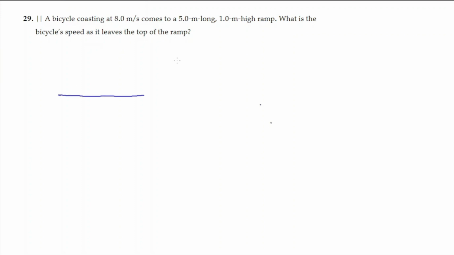So let's draw another illustration here. Let's say that's a flat plane that the bicycle is moving on, and then it comes up to a ramp which is 5 meters long and 1 meter high, and the bike is going to be something like that. I don't know how to draw a bike, but it's going to be moving at 8 meters per second. And this is going to be similar to the previous questions. However, we have to find the acceleration, deceleration rather, from the ramp.